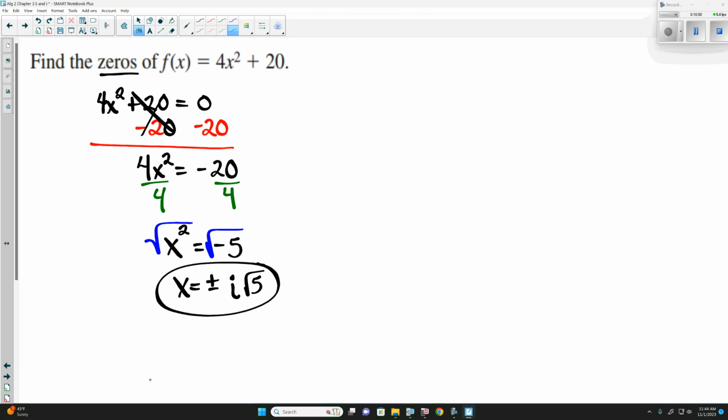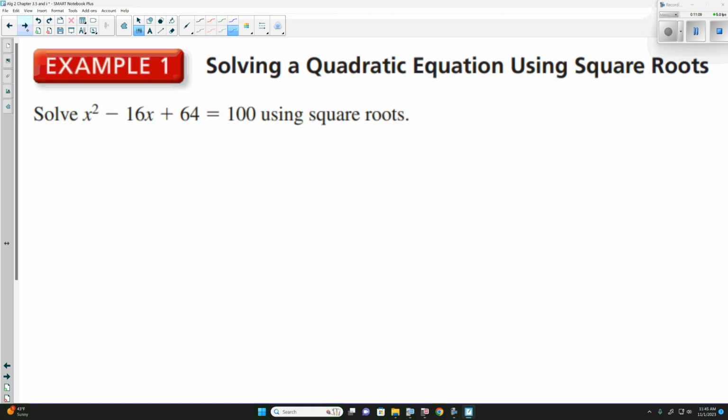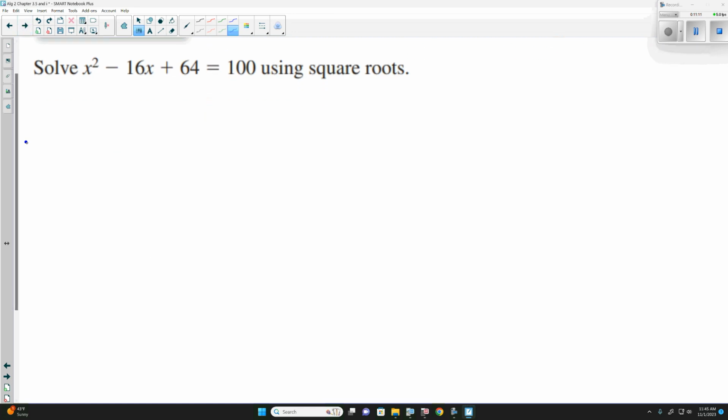And at this point, the square root method is the only method that really works in solving these equations where we have these imaginary, these complex solutions. But this will lead into our first way that works for every possible case. And the first one that we're going to do is this here. Solve x squared minus 16x plus 64 equals 100 using the square root method.